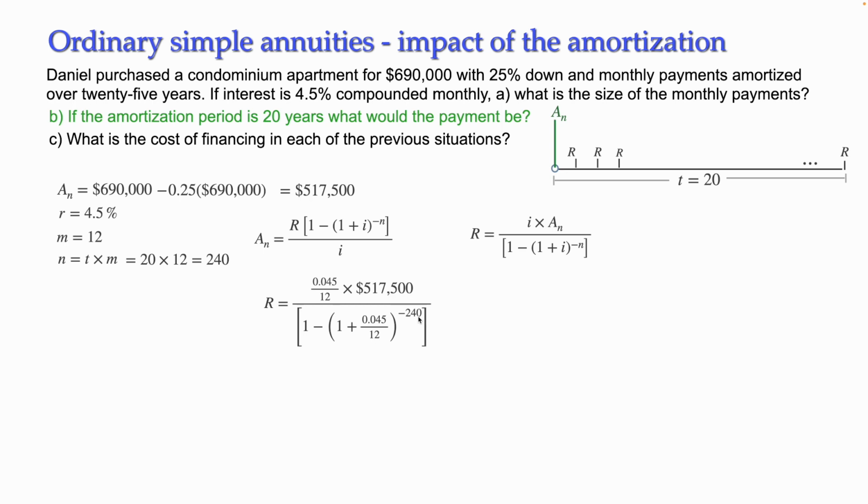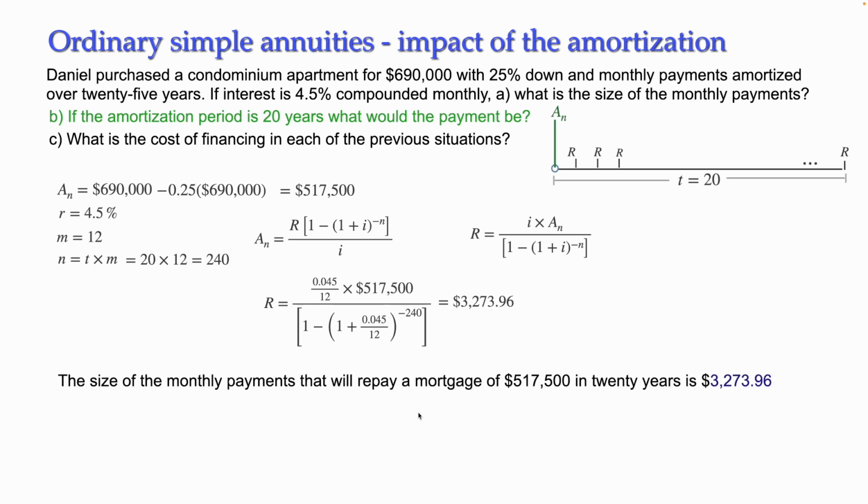Be careful with the minus key in your calculator. It is the key that changes the sign. It's not the minus of the operation subtraction. No, it's the minus that is usually at the bottom of every calculator for changing signs. Close the bracket and press equal. So I found that the amount is bigger. It's $3,273.96. So the size of the monthly payment that will repay a mortgage of this in 20 years is $3,273.96.